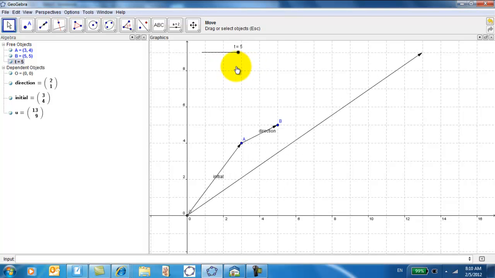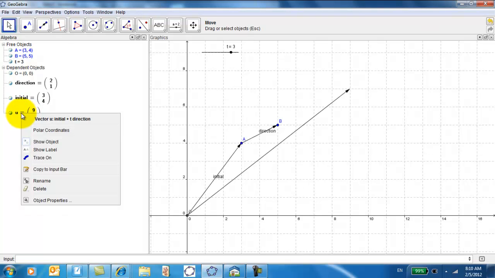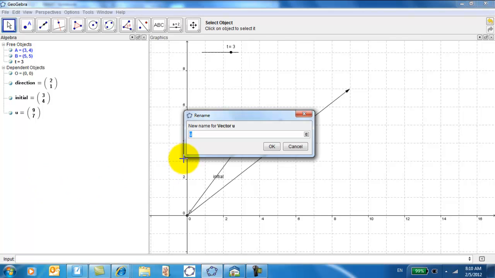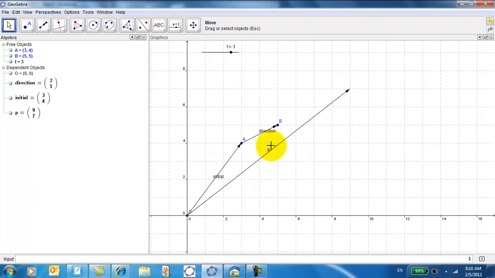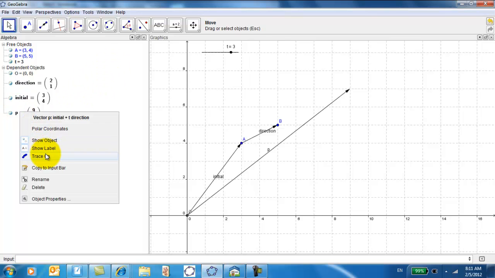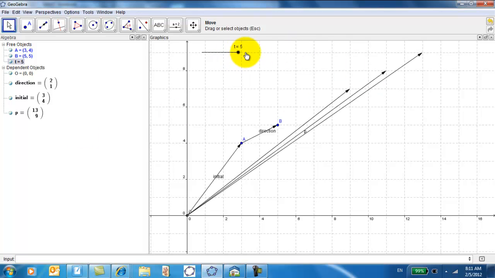In fact, I'm going to take this resultant vector and trace it. I'm going to rename it as the point P on the line. We can turn the trace on so that when I change t around, we can see all the possible vectors that can happen, depending on what t is. And you see these lining up in a line? So that's how a vector equation works. We're going to call these initial vectors the starting position, and we take a point and add on multiples of the direction vector to come up with other points on the line.